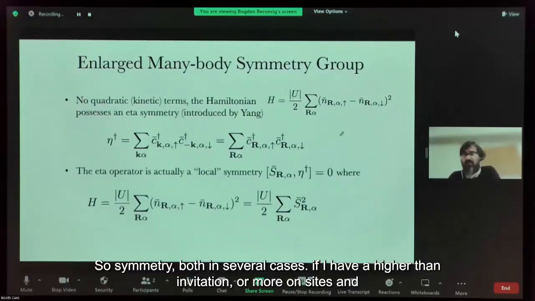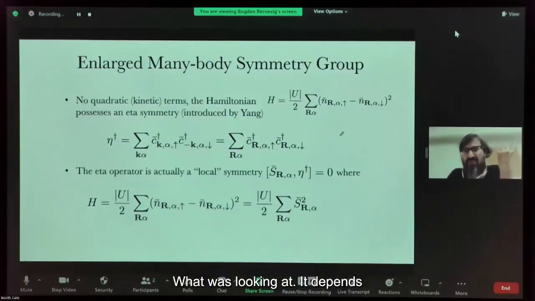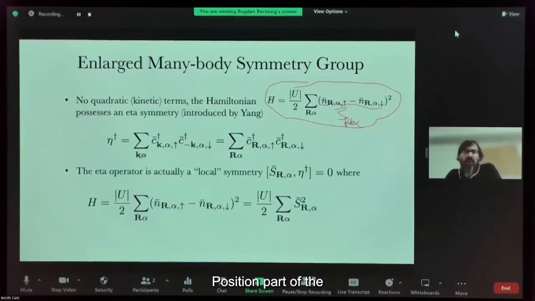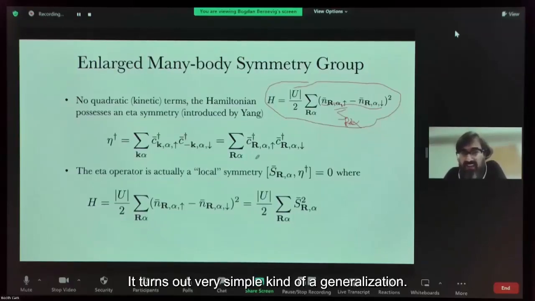So what we'll be looking at are many-body ground states. And in order to find the many-body ground states, the tenet of everything that we do is first find the symmetry of the Hamiltonian, and then see how the symmetry can help you. And it turns out that this Hamiltonian, which is just the projected spin operator at position R of orbital alpha, squared, right? This is the operator. It turns out that there's a very simple symmetry, which is kind of a generalization of the eta pairing that Yang did. It's not the eta pairing that Yang did.